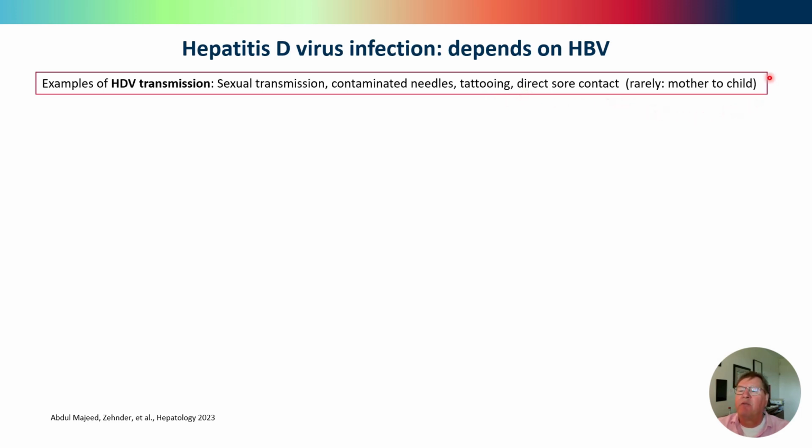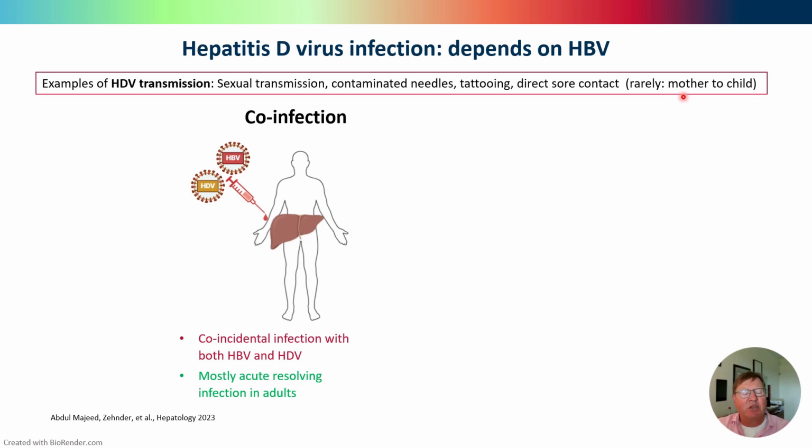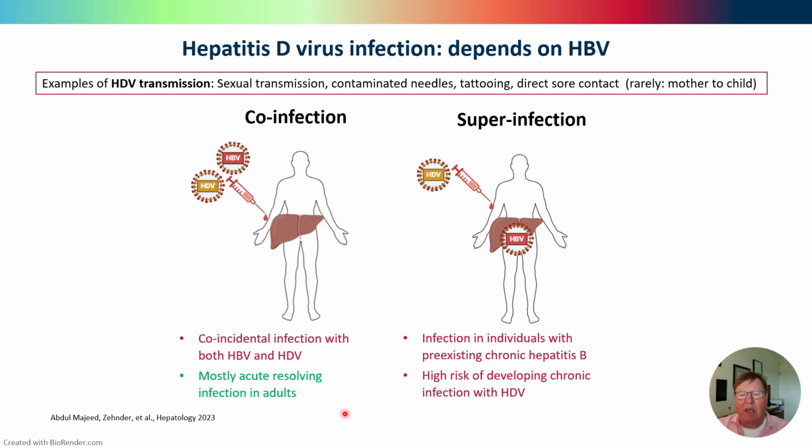It's rarer than for hepatitis B alone that a mother-to-child transmission occurs. And we distinguish 2 different types of infection. The one is the co-infection, a co-incidental infection with both viruses from a co-infected patient. And most adults that have this kind of co-infection can resolve an infection by the immune system. However, if an already existing individual with chronic hepatitis B gets a super infection with the hepatitis delta virus, there's a high risk of developing a chronic infection with HDV.